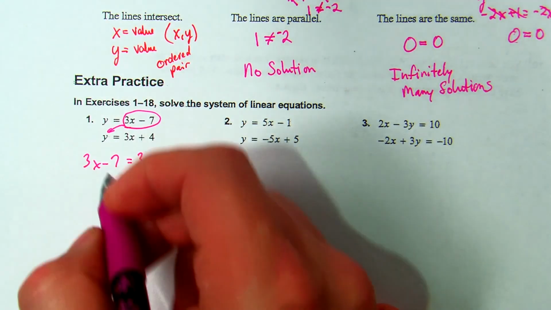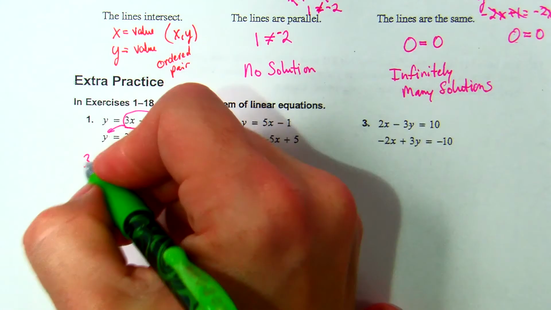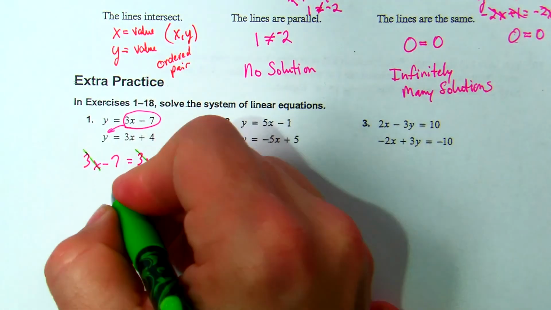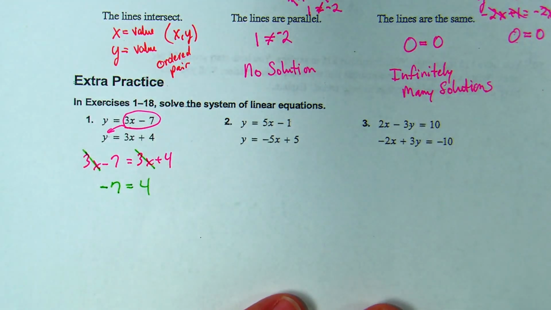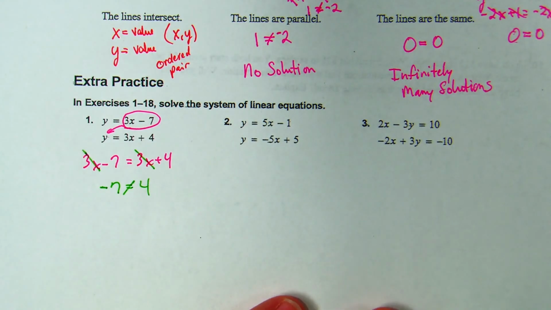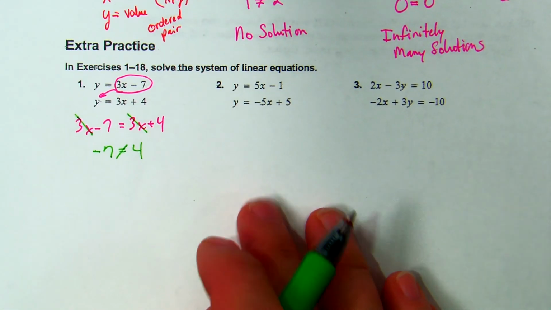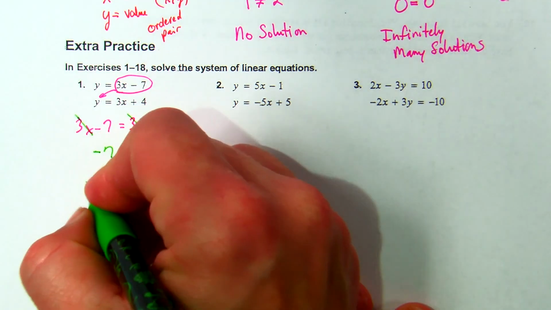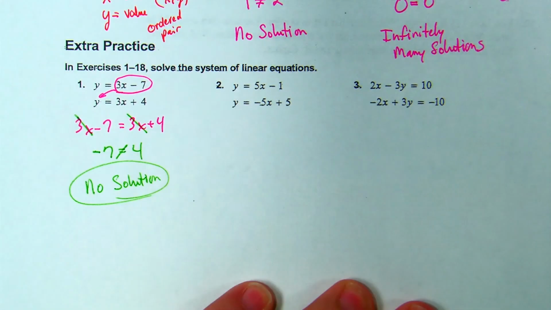We know that 3x and 3x are going to cancel out. So we have negative 7 equals 4. And we know negative 7 does not equal 4. So because we have two values that are not equal, in this case we're going to have no solution.